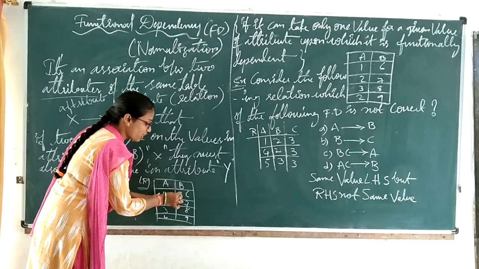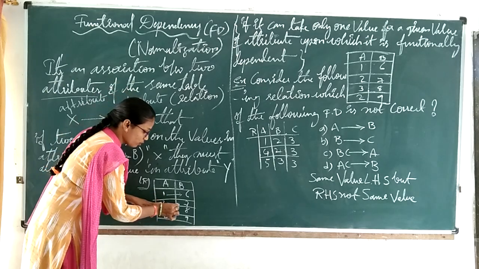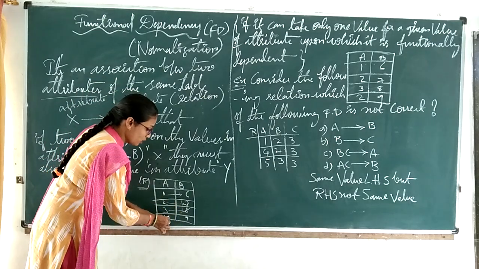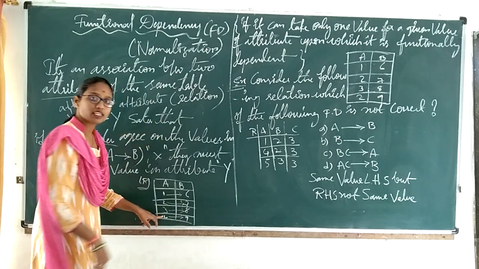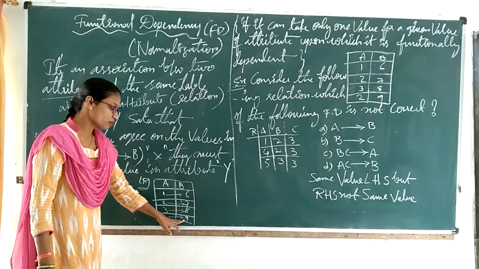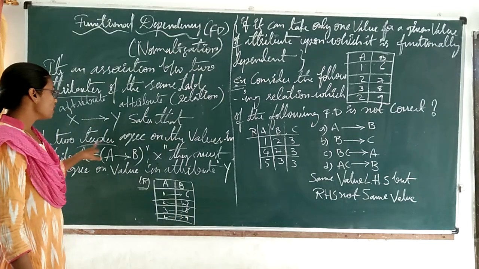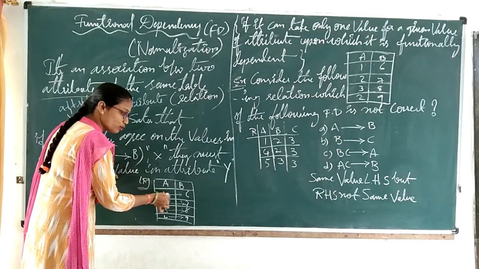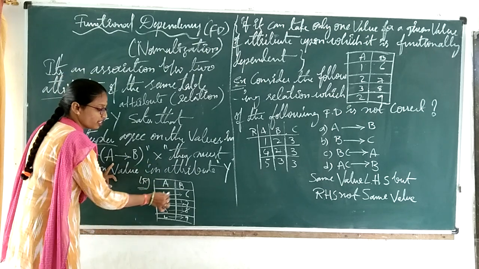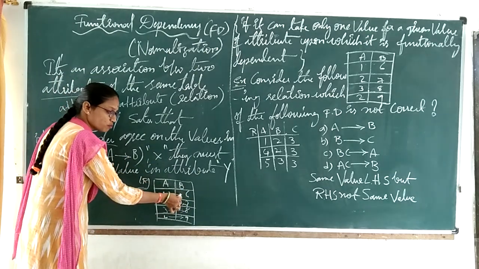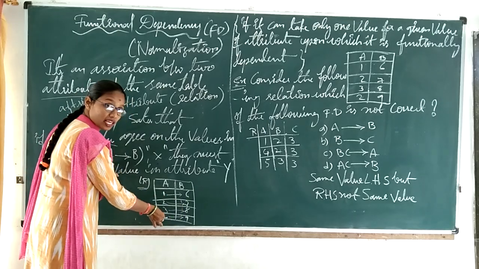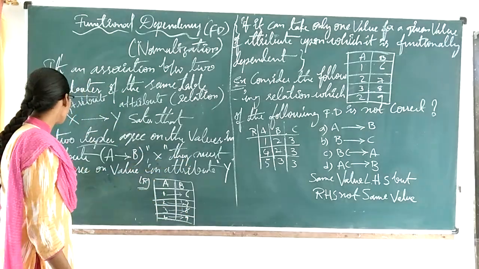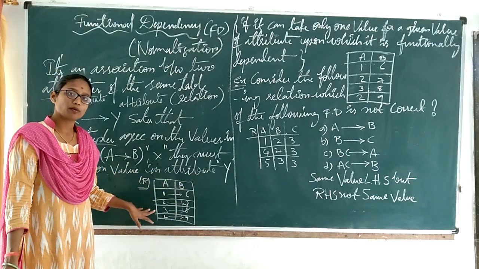A1 determines B6, A2 determines B7, A3 determines B8, and A4 determines B9. So A determines B. If two tuples agree on the values in attribute A, they must also agree on the value in attribute B. A1 determines B6, A2 determines B7, A3 determines B8, and A4 determines B9.